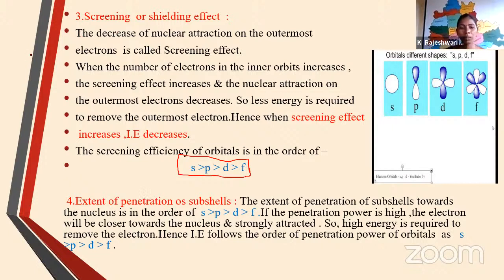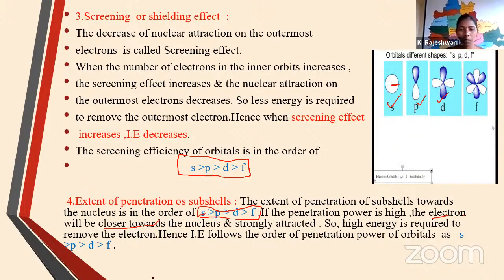The extent of penetration of subshells is also of the same order: S greater than P greater than D greater than F. Here also, because of its spherical shape, it is having more penetration power. Because of their dumbbell shapes, they are having less penetration power. If the penetration power is high, the electron will be very, very close towards the nucleus. Here, S is having spherical shape, that's why the electron is very, very close towards the nucleus.